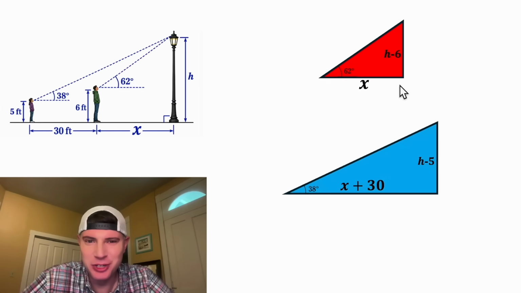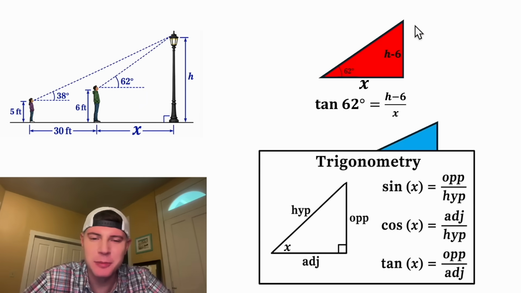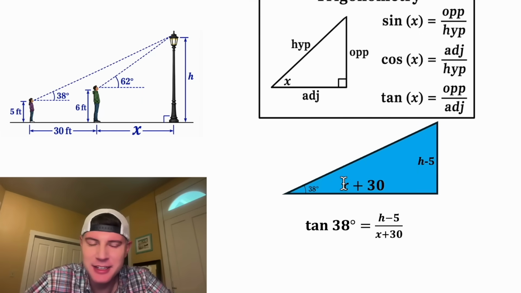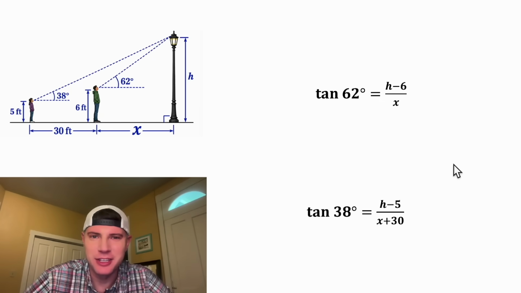And now we can do some trigonometry. Using these notes for trigonometry, and we have values for the opposite and the adjacent, we can use tangent. Tangent of 62 is going to be equal to the opposite H minus 6 over the adjacent X. And then we can do the same thing for this triangle. It'll be tangent of 38 is equal to the opposite H minus 5 over the base of X plus 30. And now we have two equations and two variables. Let's solve for these variables.